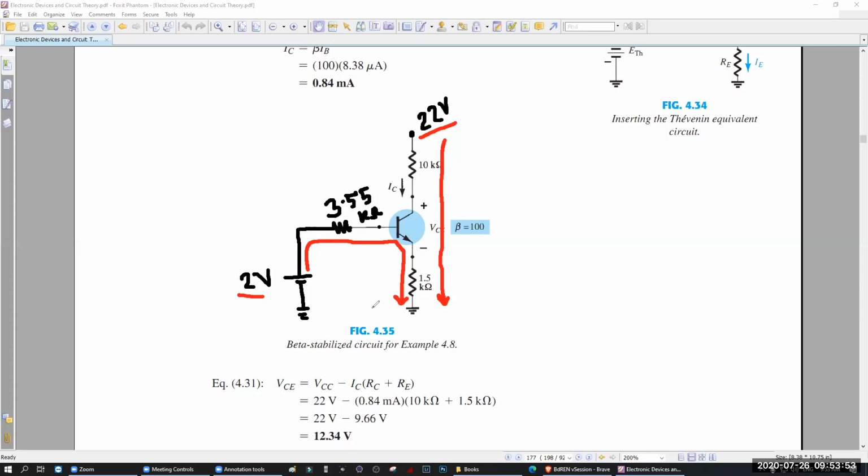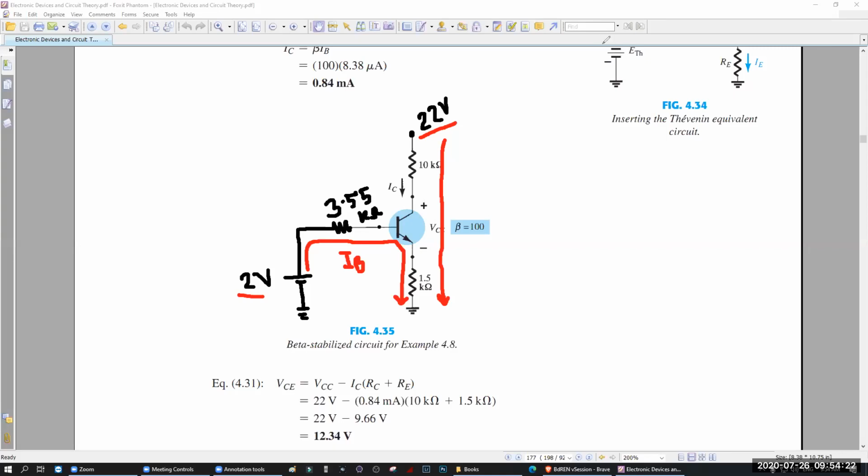Okay, so can you find out the IB? Yes. How? Apply a KVL. 2 volt minus IB into 3.55 minus VBE minus IE into 1.5. Apply another KVL: 22 minus IC into 10 minus VCE minus 1.5 into IE. So you can find everything from here, right? IB, IC, and everything else. Can you find out? Yeah.